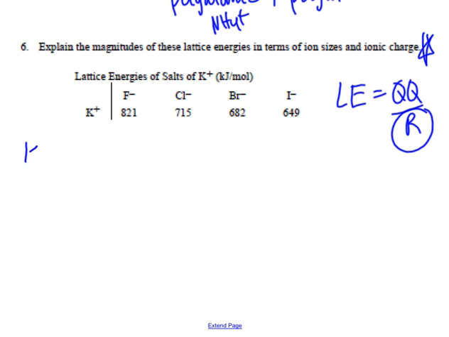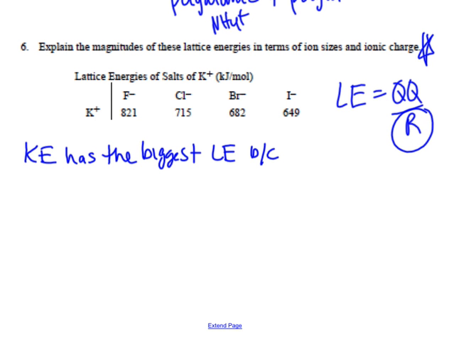So why does KF have the biggest lattice energy? No, no, no. Are you guys seriously okay today? It's charge and radius. If charge is the same, what has to be the determining factor? Radius. So let's talk about the radii of those ions. Fluorine has the largest energy because it has the smallest radius.